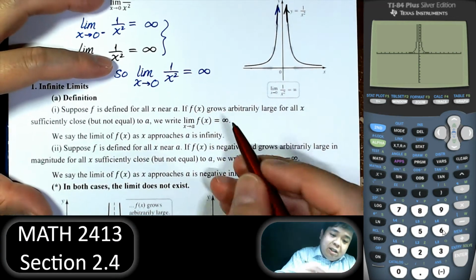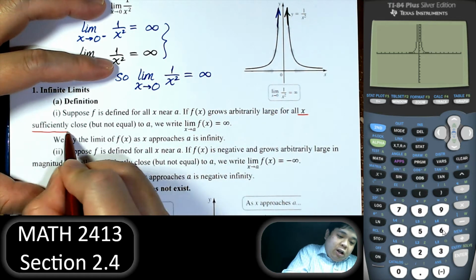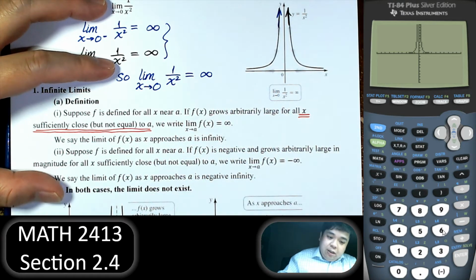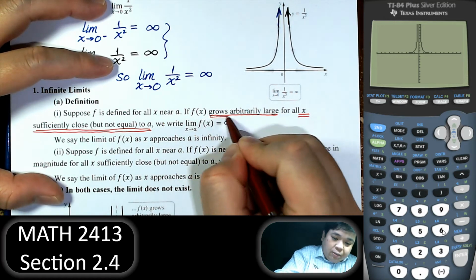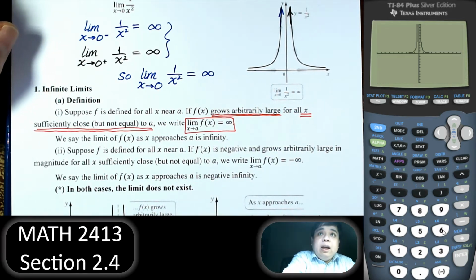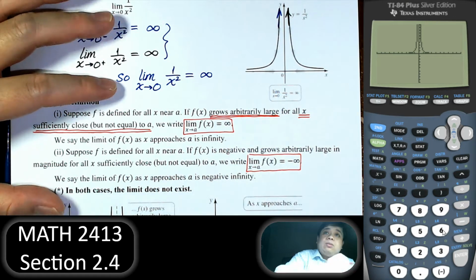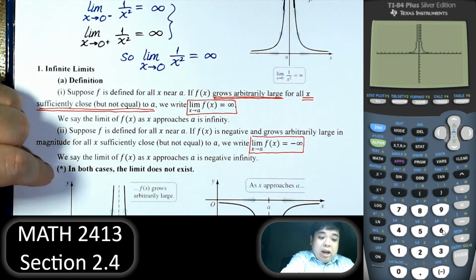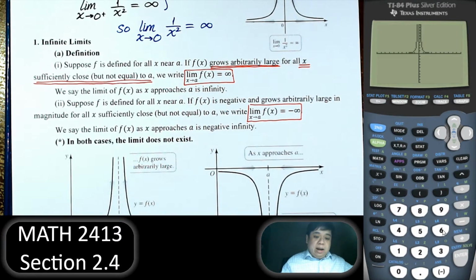So that is the idea of the limit, and we write the definition. The idea is where x is sufficiently close to a constant a and the function grows arbitrarily large. That's where we say the limit goes to infinity. And in the same way we can define the limit where the function goes to negative infinity. We say that in both cases the limit does not exist. Once again, infinity is not a number.